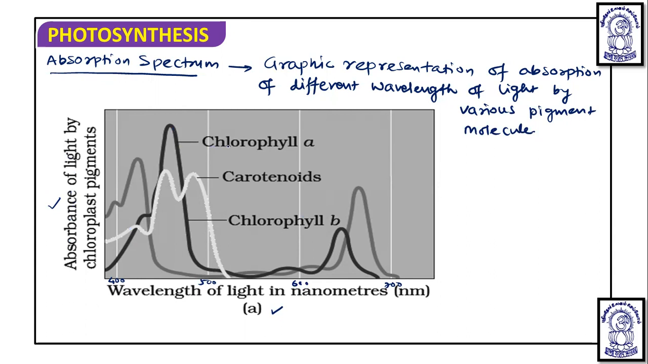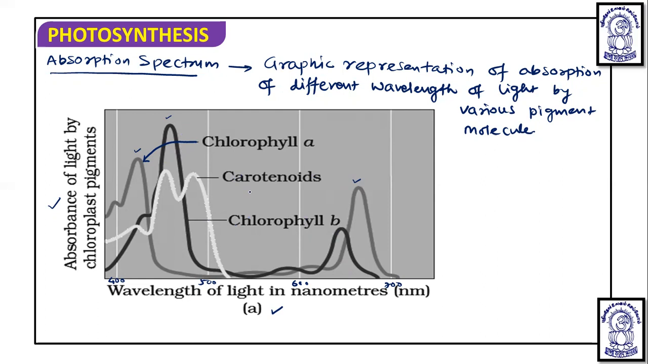So when we see the absorption, this dark color shows chlorophyll A. Chlorophyll A peaks you will see near about 430 to 440, and here also you will see a chlorophyll A peak near about 660. Same way, chlorophyll B peaks are observed around 460 and near about 650.